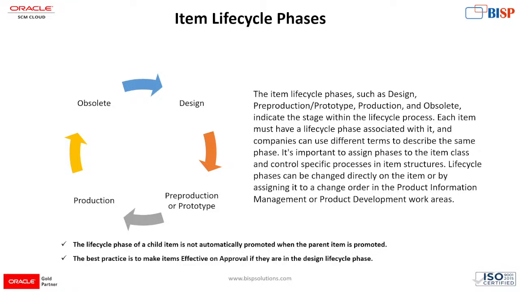When an item is assigned to a lifecycle phase, that phase is visible as a part of the item attributes. In the item structure, the lifecycle phases are used to control specific processes. Effective date in the design lifecycle phase: the effective date for an item in the design lifecycle phase can't be modified. If the item is in a design lifecycle phase, the item on the change order is effective on approval.